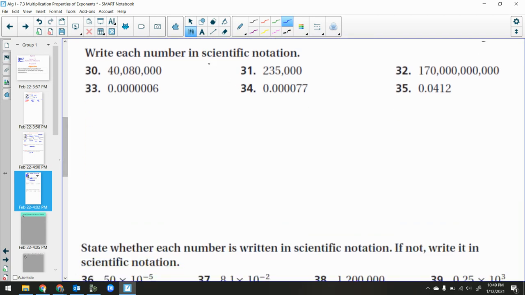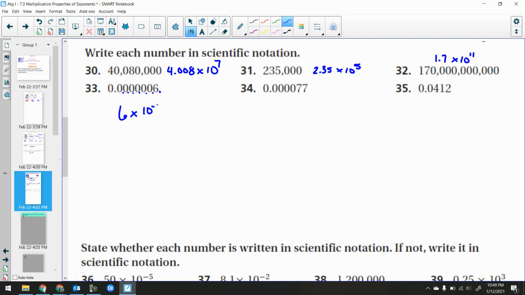Number 30 through 35. We've got 4.008 times 10 to the, got 3, 6, 7, positive 7. Number 31, I've got 2.35 times 10 to the, and then it's 5th power. Number 32, 1.7 times 10 to the, this is 3, 6, 9, 11. Number 33, got to get it all the way back to the 6. This is 6 times 10 to the, and then we go back 1, 2, 3, 4, 5, 6, 7.